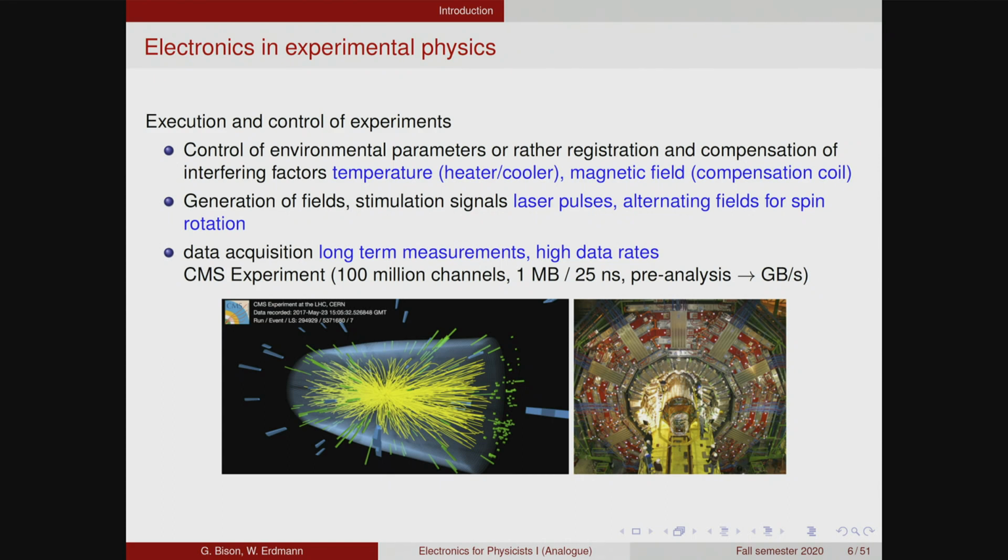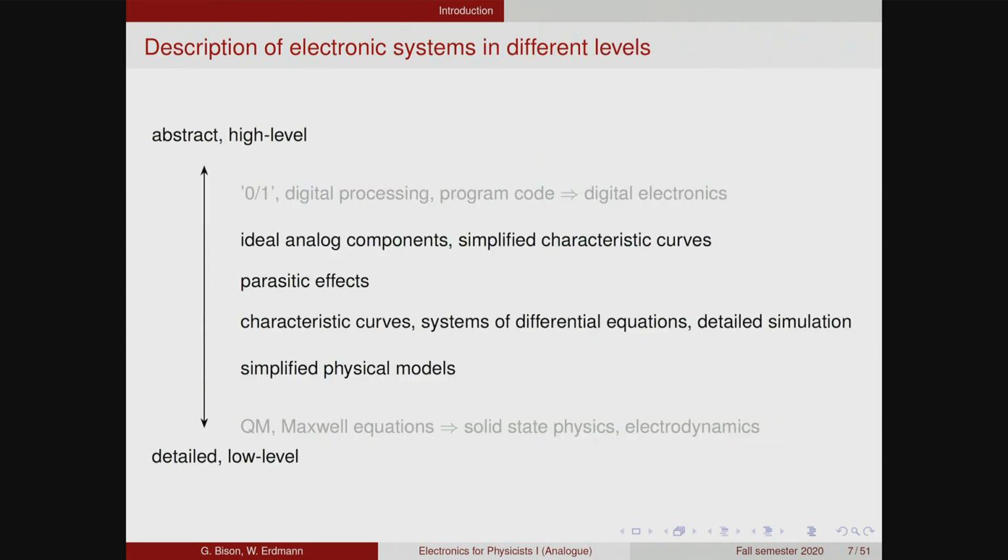And then nowadays, it's in principle unthinkable to do an experiment without some kind of data acquisition system that, of course, works electronically. For example, the CMS experiment has like 100 million data channels. They produce like a megabyte of data every 25 nanoseconds. That's a lot of data. And so they have a pre-analysis system that reduces this to gigabytes per second, but still, this fills up whole server racks in small time. And of course, all that is unthinkable without electronics.